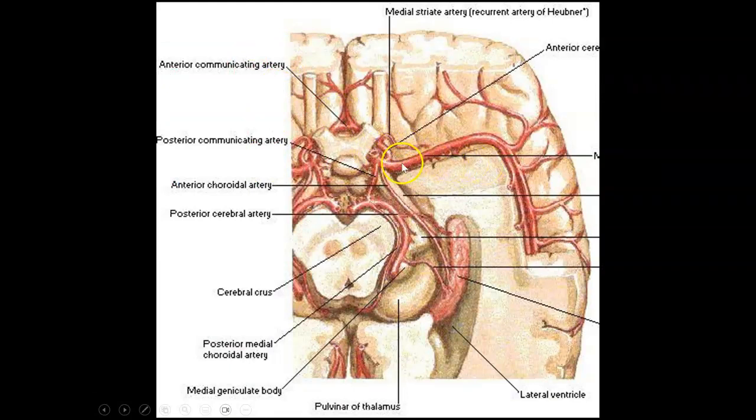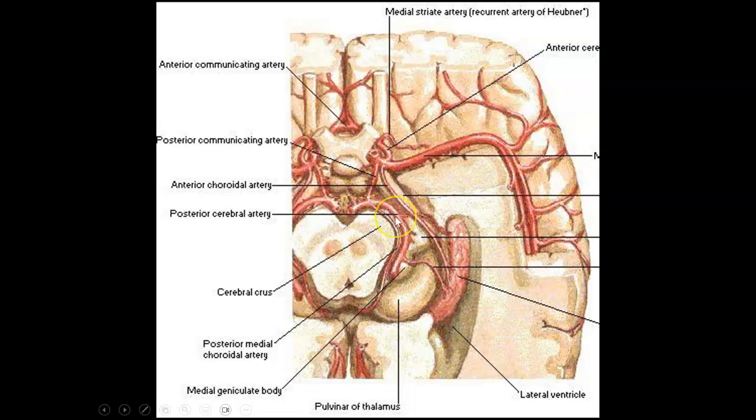Another view, internal carotid, before it bifurcates, gives the posterior communicating, looking from below, and the anterior choroidal. This is the anterior perforated substance. This is the posterior perforated substance, and this is the middle perforated substance.